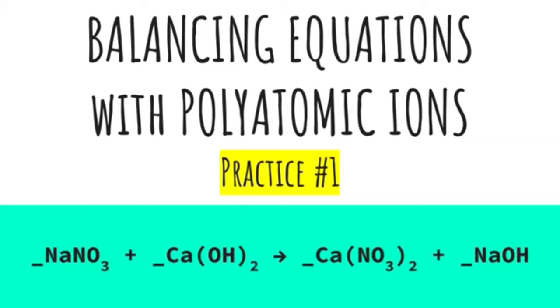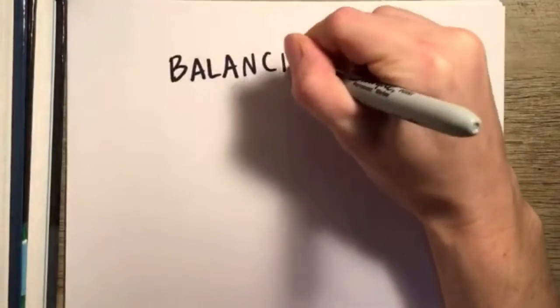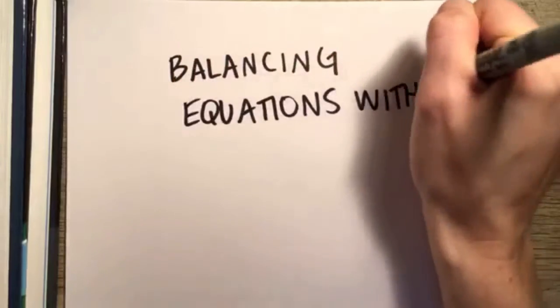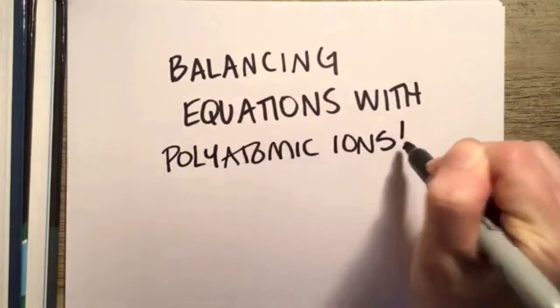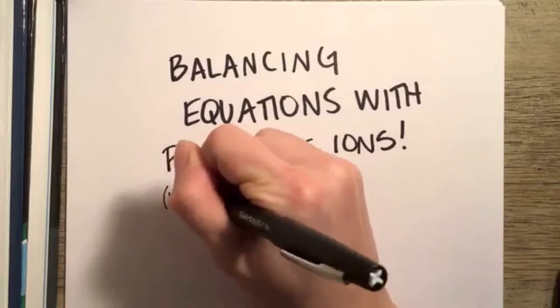Remember polyatomic ions? Let's see how this changes balancing equations. So when we're balancing equations that include polyatomic ions, we probably want to take a moment to remind ourselves what the heck polyatomic ions are. Remember, poly means many, atomic means atoms, so a polyatomic ion is an ion that's made of multiple atoms.